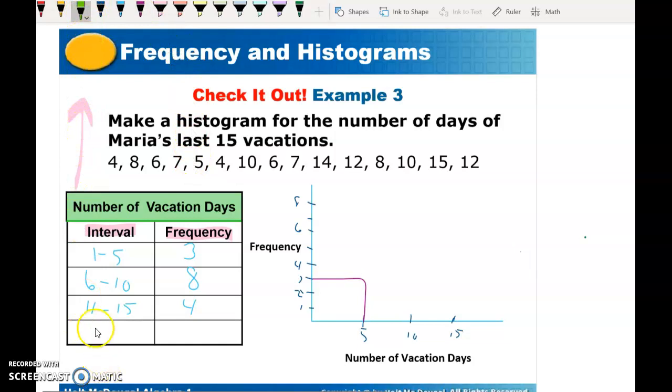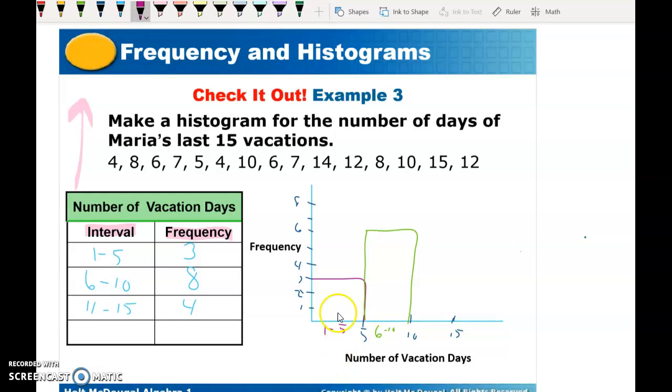Okay, let's do the next one. Do that one in green. The interval from 6 to 10 has a frequency of 8. So we're going to go all the way up to 8. And then draw our bar from 6 to 10. I did a little bit better on that one, making these guys touch. All right. And so that's from, whoa, slow down. 6 to 10 there. I should probably write the other one as well. 1 to 5.